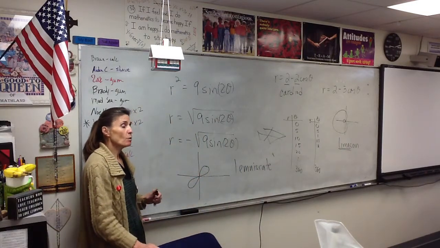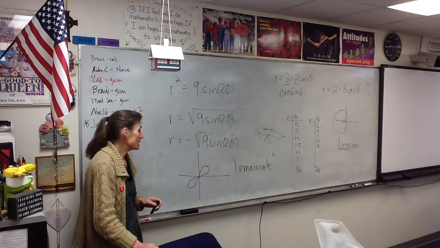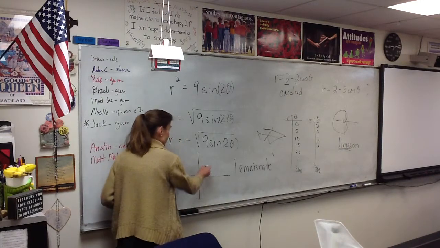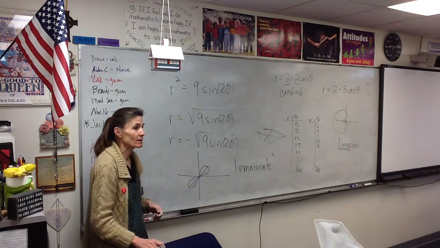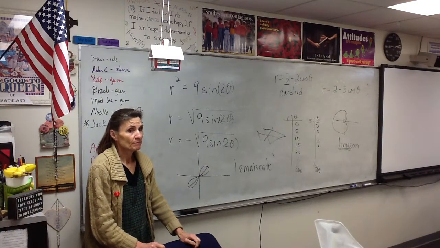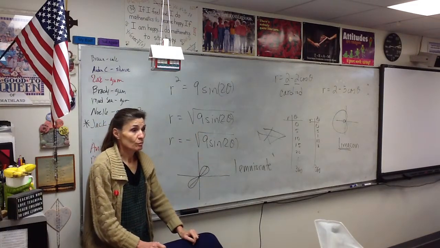Now, this one is slanted, so it's kind of hard to tell. But does anybody have a guess how long these little pieces are, the branches? Anybody want to guess how long they are? They're 3. How do we know they're 3? The square root of 9 is 3.